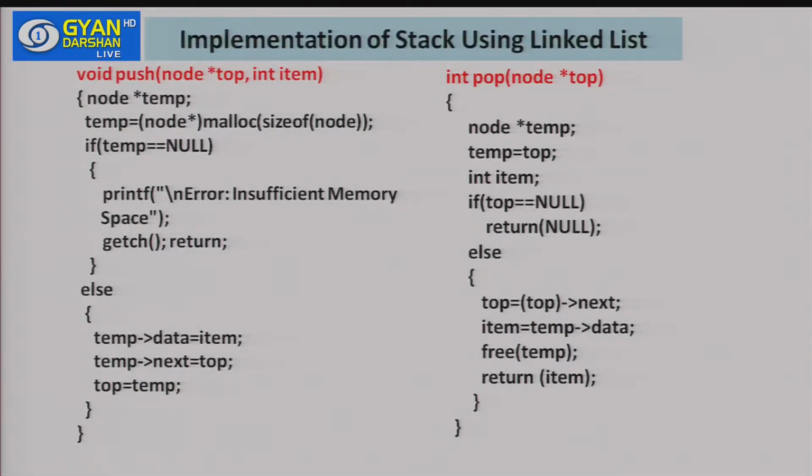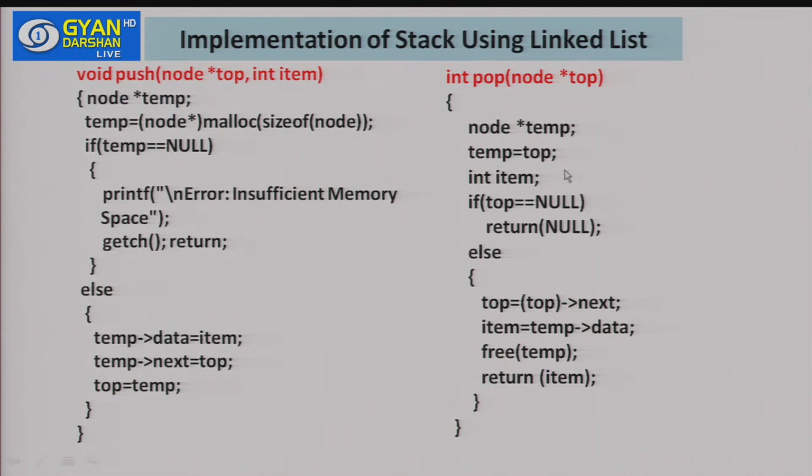And what we do next? We create another variable, say node star temp, and this temp is assigned the address of the top of the stack. Then we create another local variable, say item, which will be used to store the item which is going to be popped.